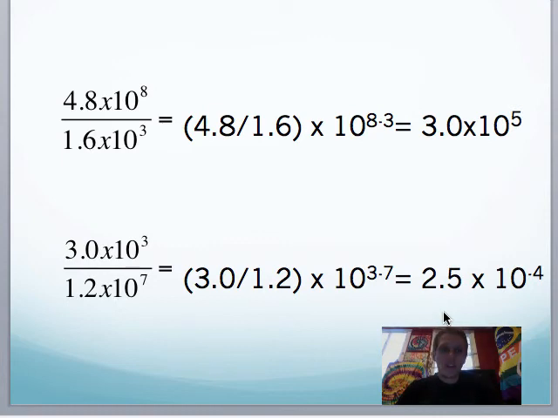You should have a few practice problems on the back of your guided notes. Go ahead and do those. If you want any extra practice ones, just let me know. But hopefully you feel pretty comfortable with dividing numbers that are in scientific notation.